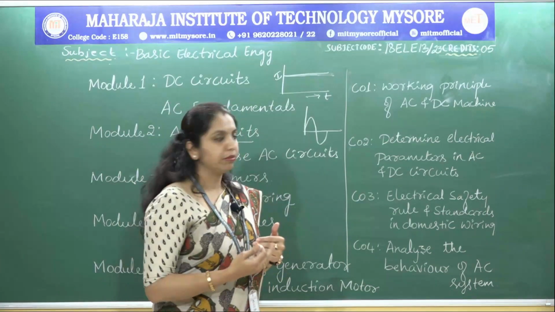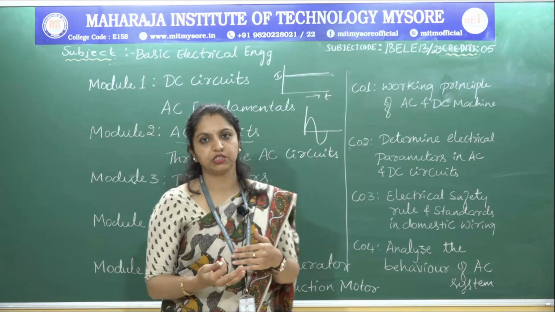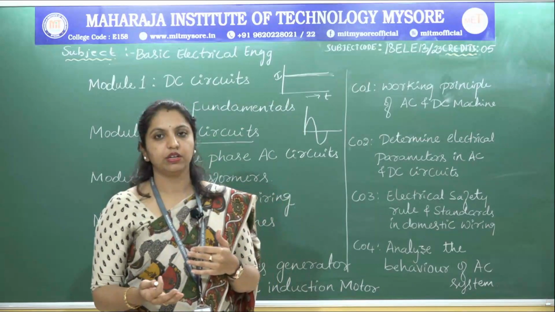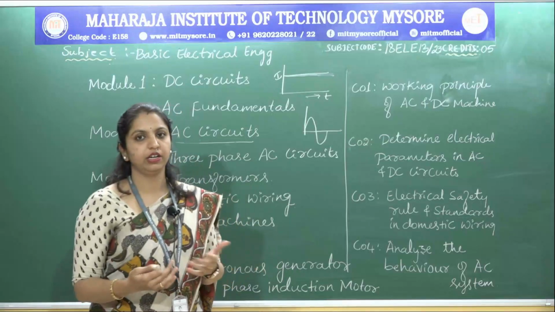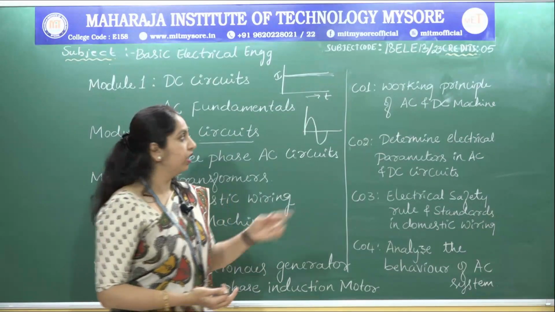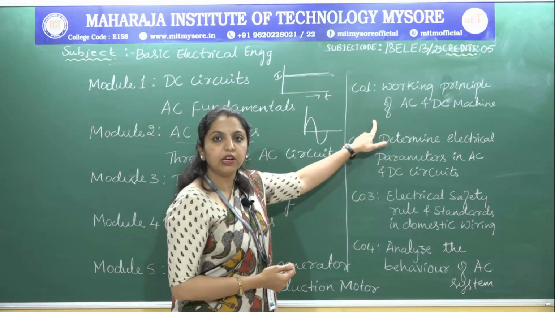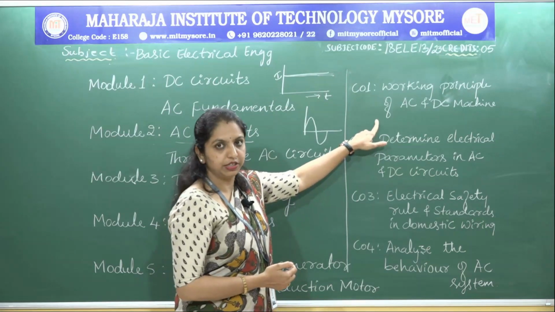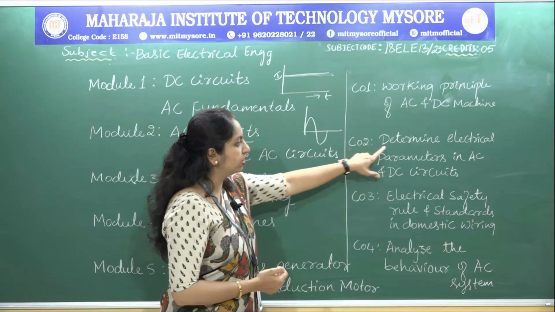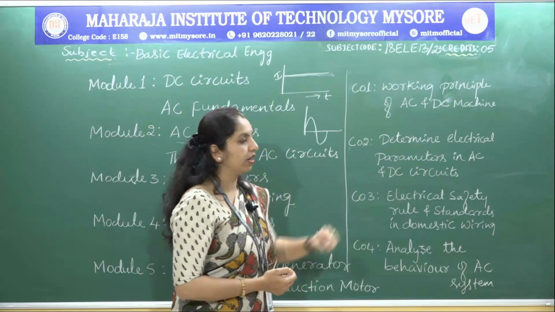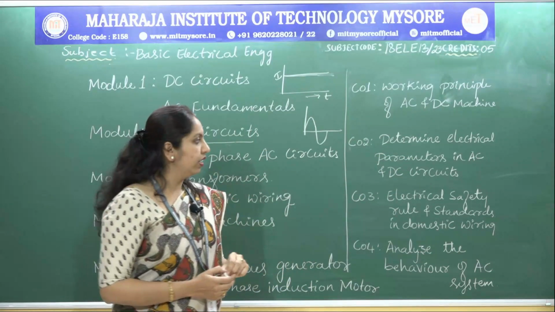AC and DC machines. AC and DC machines means AC generator, AC motor, and DC generator, DC motor, by applying the concept of electromagnetic induction theory. And the next one is CO2. CO2 means determining electrical parameters in AC and DC circuits.